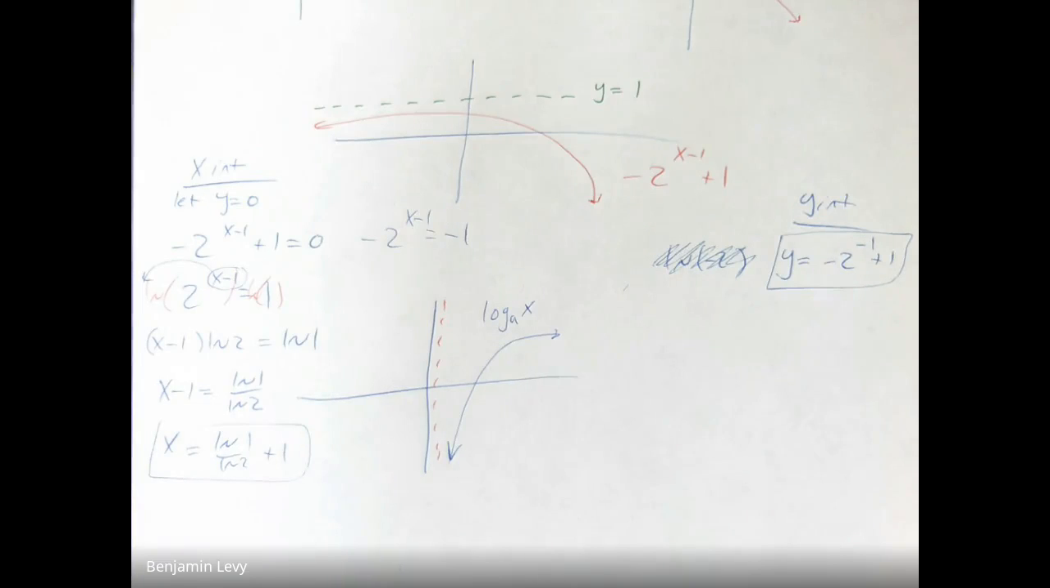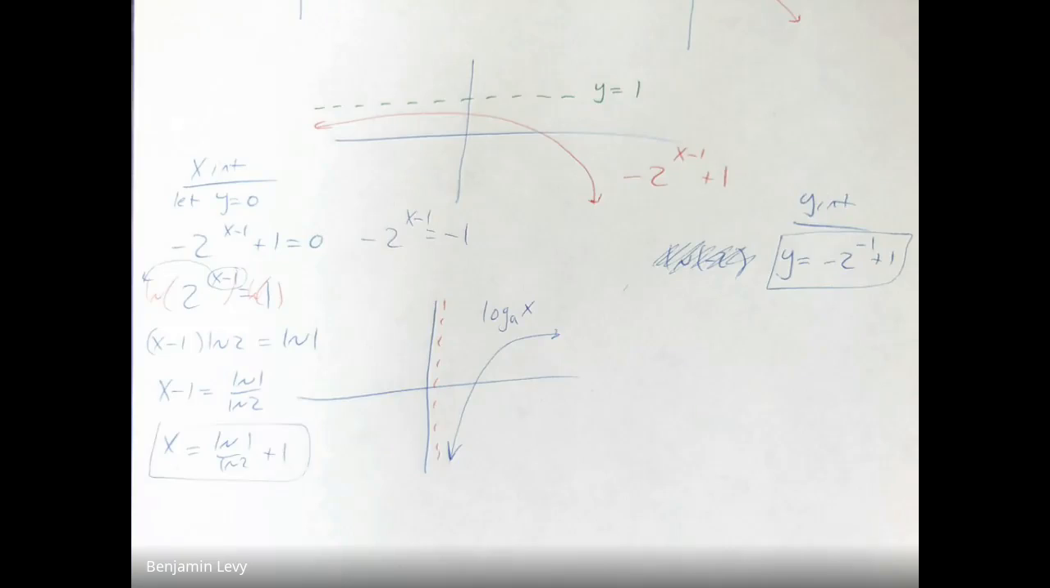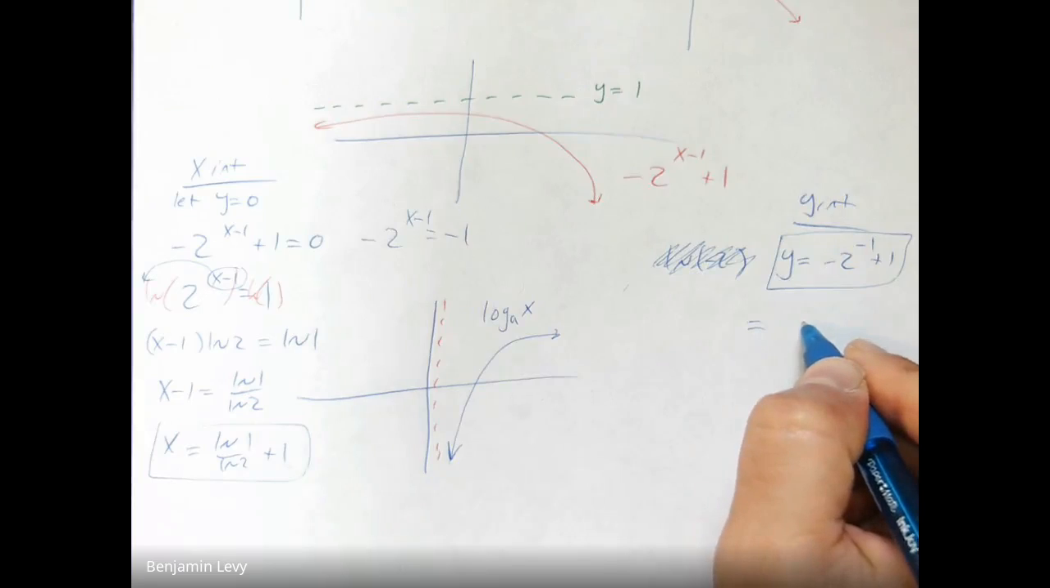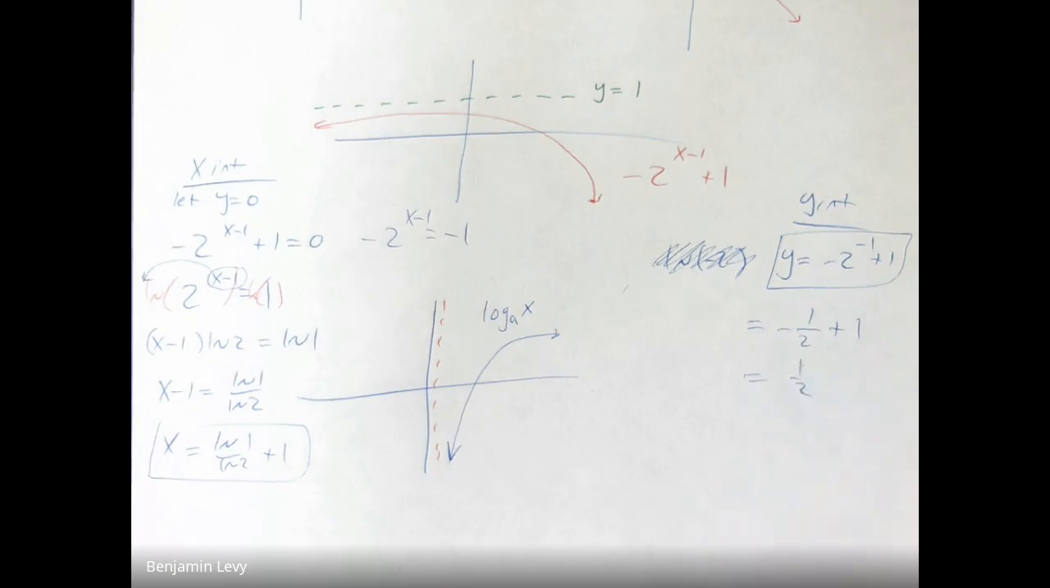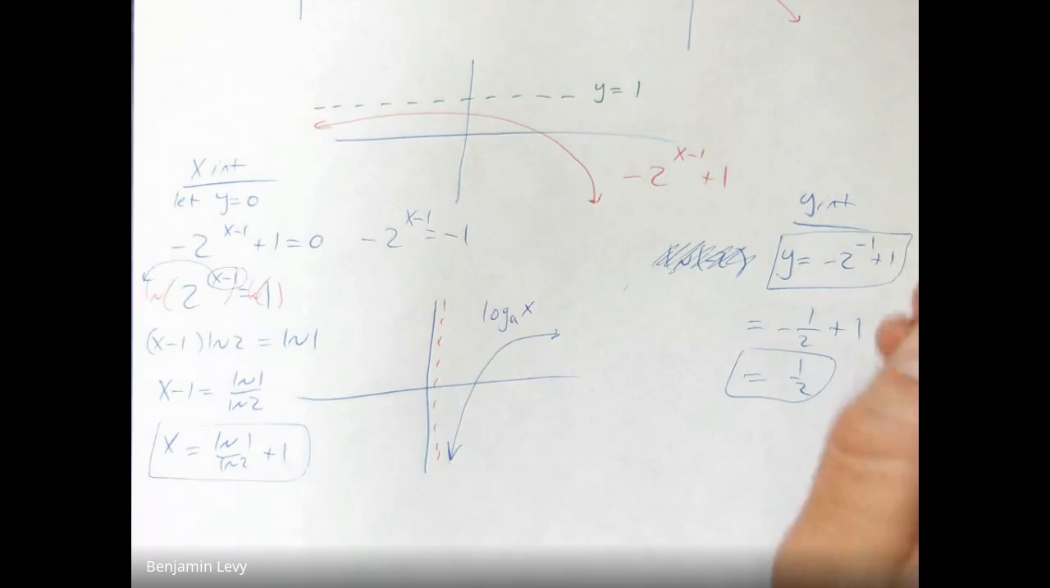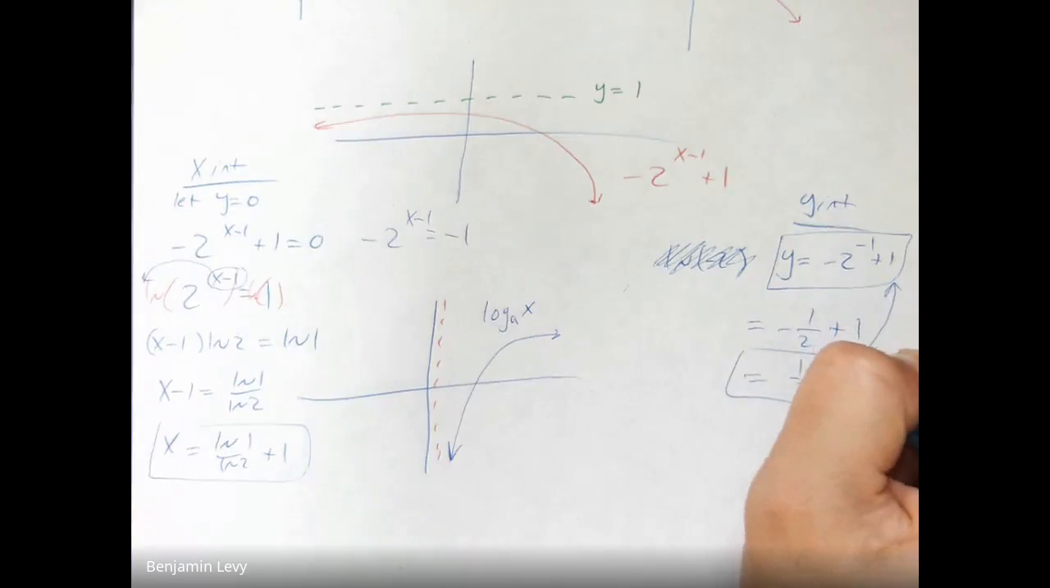What do you think? My y-intercept was 1/2. Yeah, that's fine too. No, that's right. So if you simplified this down, you'd get -1/2 plus 1, which is 1/2. Okay. But what I'm trying to say is either one of those is fine.